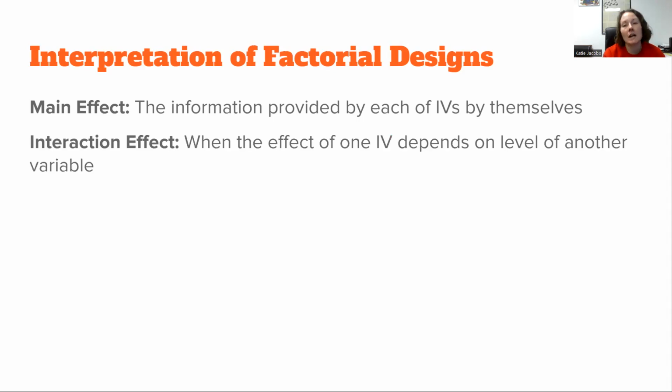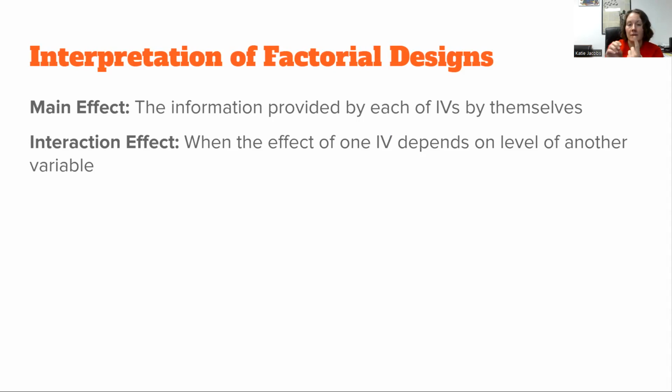We also have something called the interaction effect, and this is when the effect of one independent variable depends on a level of another one. So in this case, if we're using that previous example, we would be comparing all of the different possible combinations of groups.